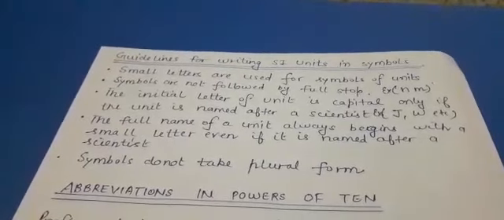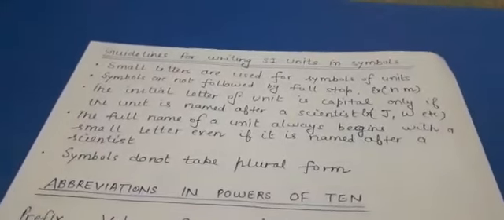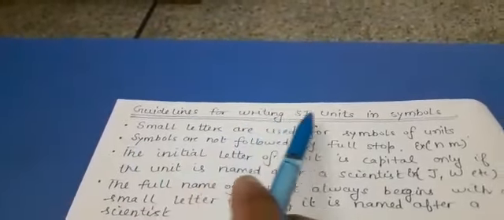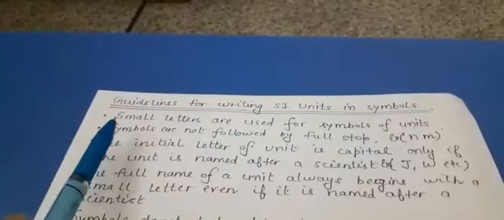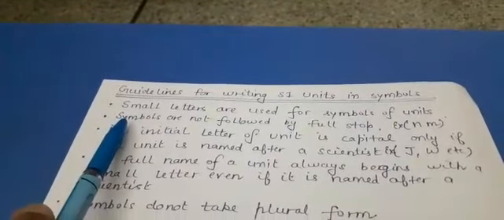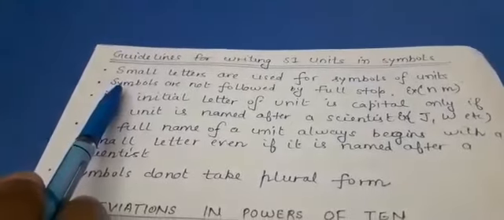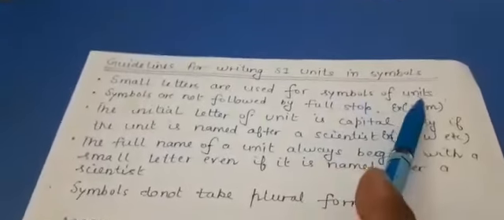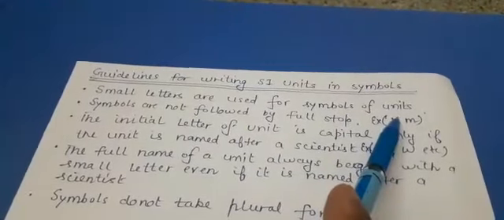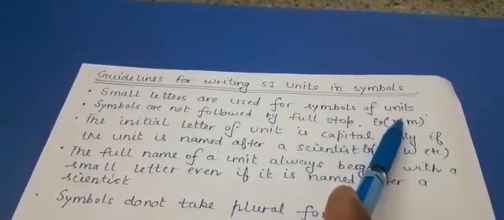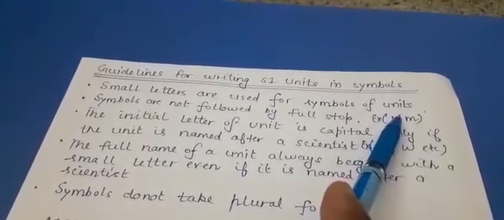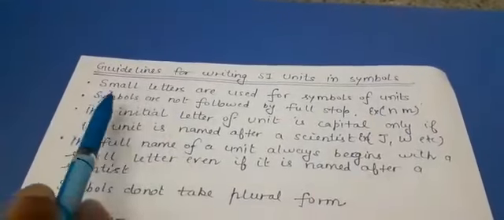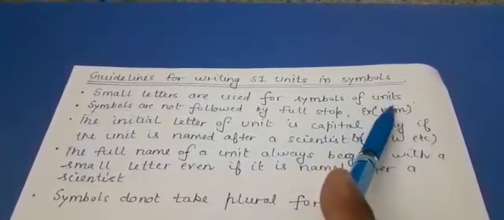Now after this, next, a basic thing we are doing, just for general uses of units. Here we are discussing guidelines for writing SI units in symbols. Basically, how to write the units, what basic rule is to be followed, let me discuss them. First point is small letters are used for symbols of units. Like if we have to write meter, M-E-T-R-E, m should be small. Like for second, s should be small. So small letters are used for symbols of units.